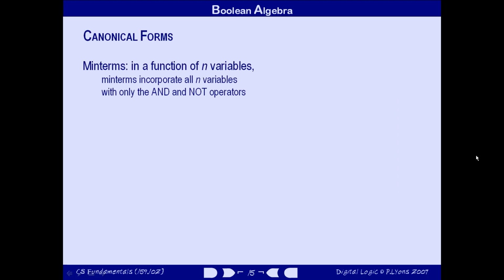We'll start by introducing the name minterm. Terms in a Boolean expression are minterms if they involve all of the variables and only the and not operators. If we're describing a situation in which there are n Boolean variables, then there are 2 to the power of n possible minterms, each one corresponding to a different combination of the values of the variables. So if there were 3 variables, there'd be 2 to the power of 3, that is 8 minterms.